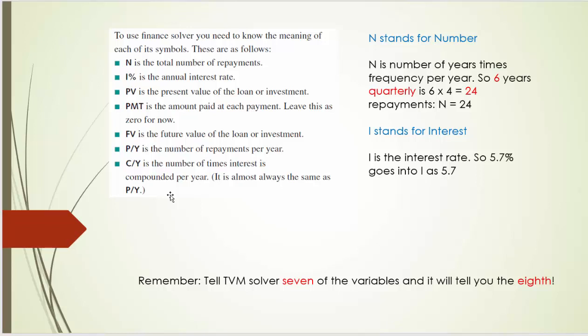Second one, I, interest. This is where the interest rate per year goes in. So a 5.7% interest rate per year goes in as 5.7 into I. You always put in the annual interest rate in there, regardless of how often it is paid. So that's N and I.